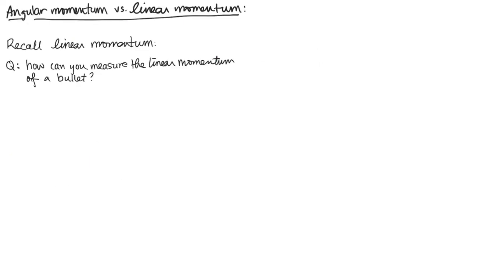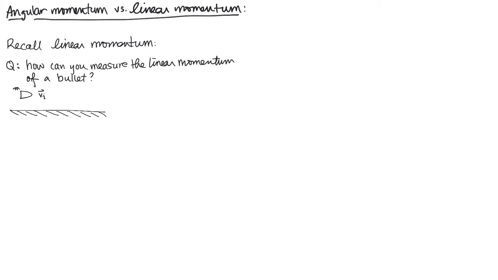Okay, so we'll start by motivating angular momentum first by reminding ourselves a little bit about linear momentum. And we'll use as a framework the question of how can you measure the linear momentum of a speeding bullet? So for example, we have this bullet, it has some initial velocity and it has some mass. Before the era of high-speed video, how would we be able to measure the momentum of this bullet, okay?